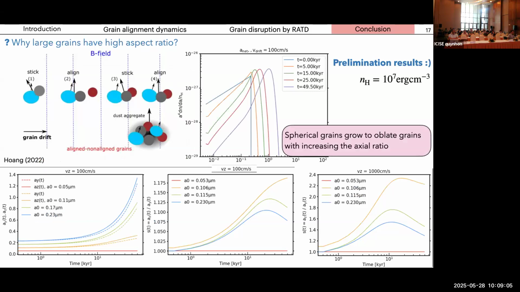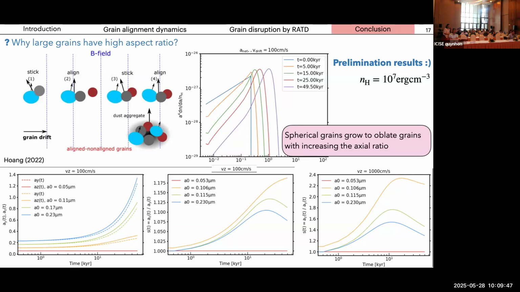So one scenario is that grains grow anisotropically. For example, if grains are aligned with the magnetic fields and they drift perpendicular to the magnetic field by, for example, ambipolar diffusion, they will accrete more grains in this direction than in this direction, and it may cause the grain to become an oblate shape. So it's just preliminary results. We try to model grain sizes from 0.05 micron to 0.25 microns, and we assume that such grains are randomly moving due to the turbulence, but we consider 0.1 micron grains to drift along one direction with different velocities.